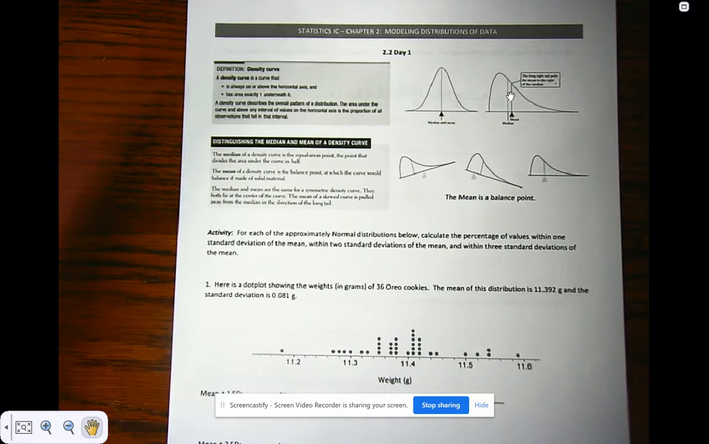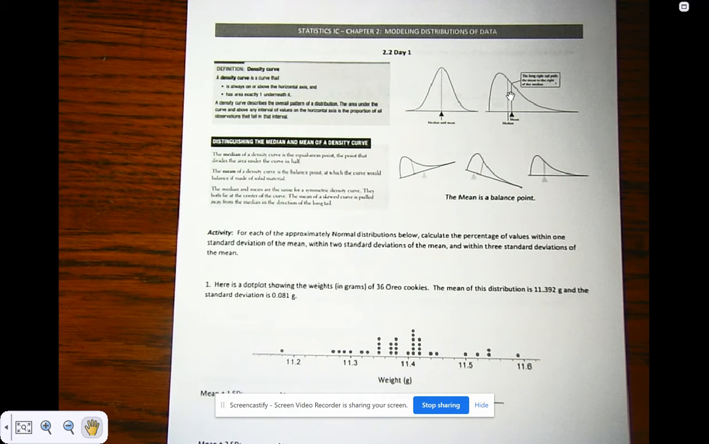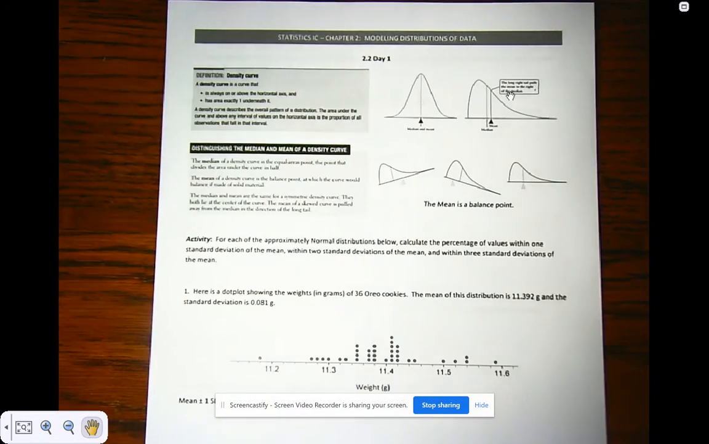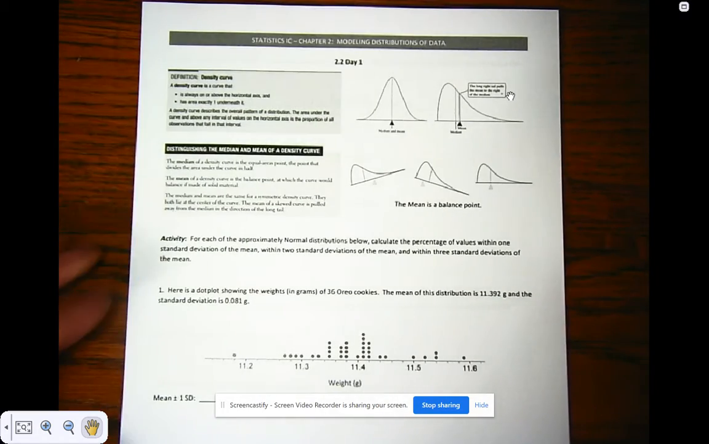Good morning. Okay, so we are going to work on 2.2 day one. We just finished up section 2.1. We'll take 3 days to go through this section, and today's pretty easy. It's a nice little intro. A lot of this stuff you have seen before, so some of it will seem familiar.